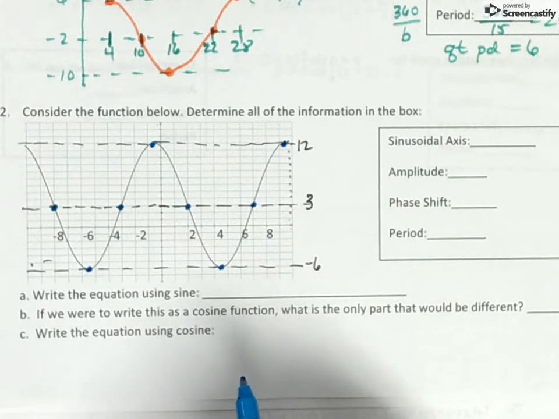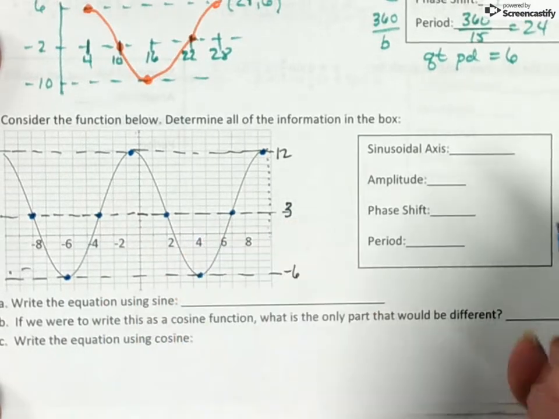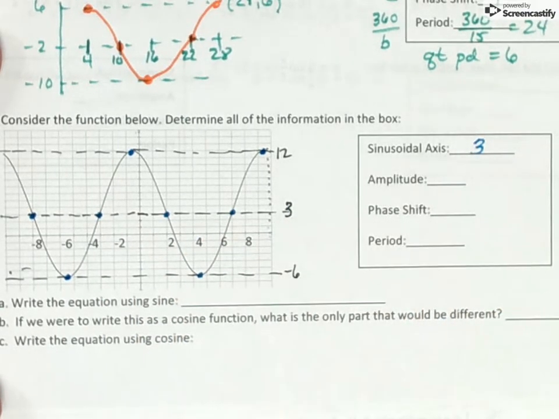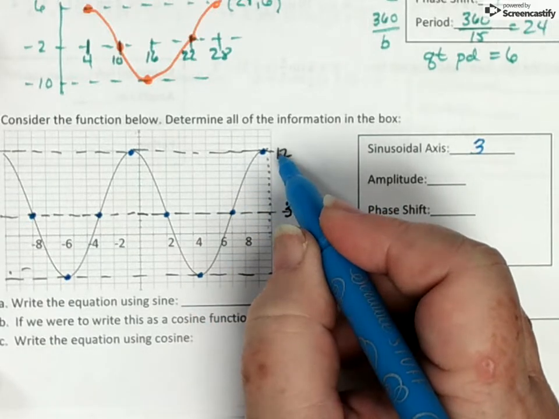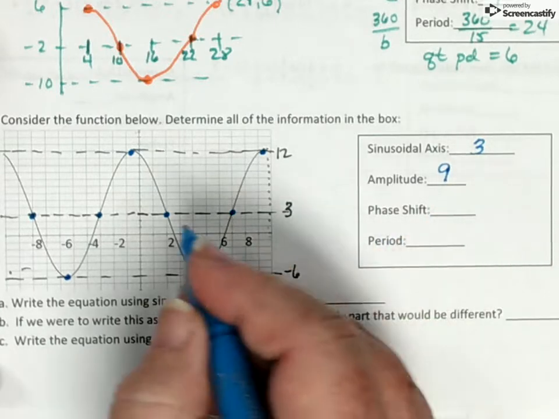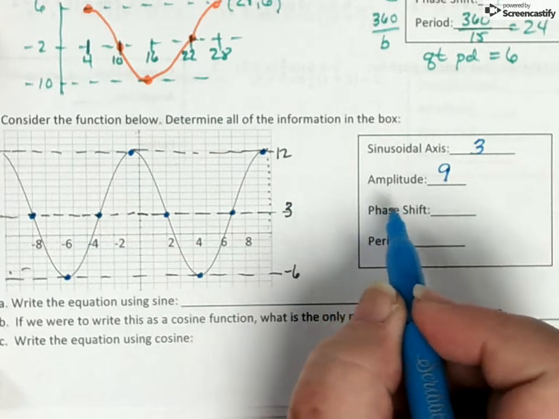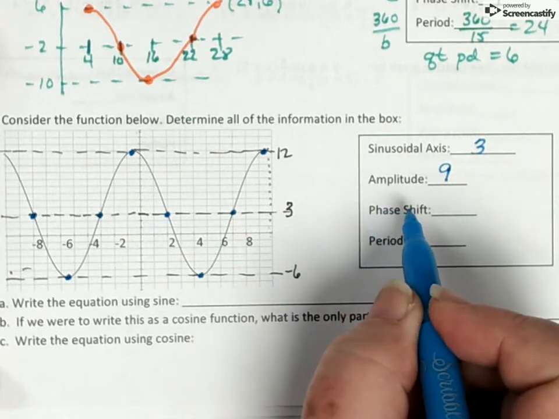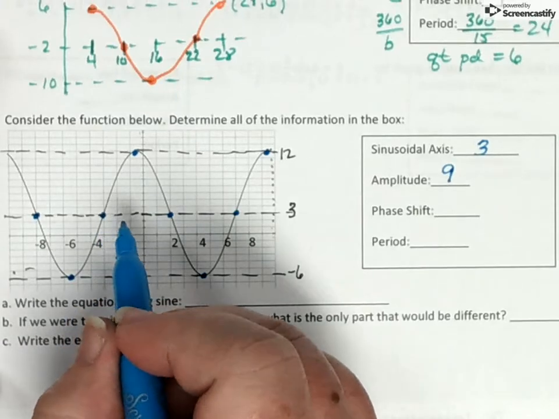So let's fill in what we can find first. Where is the sinusoidal axis? The sinusoidal axis is the midline, which is at 3. The amplitude is the distance from the midline to the maximum, so that's a difference of 9. Our phase shift is going to depend on whether we use sine or cosine, so we're going to skip that for just a second. The period: let's pick a critical point.